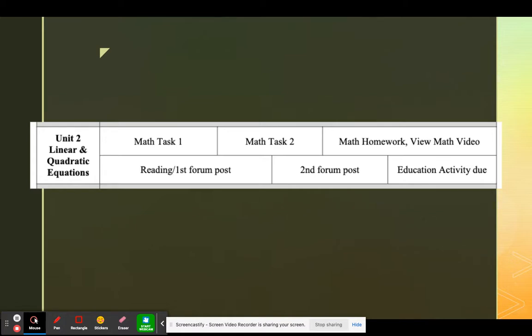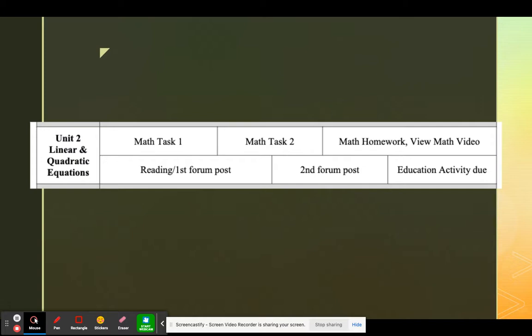In the second part, it talks about the discussion forum posts as well as the education activities. So the intent is that if there is a reading, you would start the week out with the reading, and then respond to the first discussion board by the end of the day Wednesday. And then we would expect you to continue to engage in the discussion board throughout that time, as well as make a second forum post by Thursday or Friday. At that time, there will also be an education activity that will be due Sunday evening.